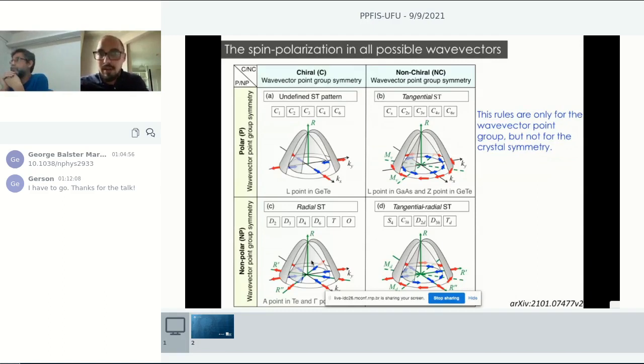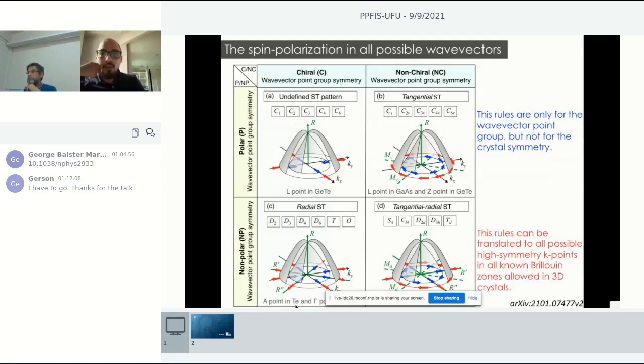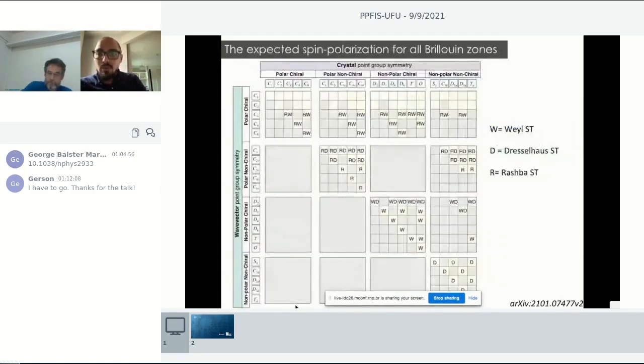So if you have a Weyl semimetal with this kind of behavior, you will see that it's usually chiral, like tellurium, like I think tantalum arsenide, and so on. So of course you will expect to have this kind of spin polarization, but not because of the Weyl topology, but because of the symmetry of the point group. Okay, so now we can use these rules and translate them to compounds.